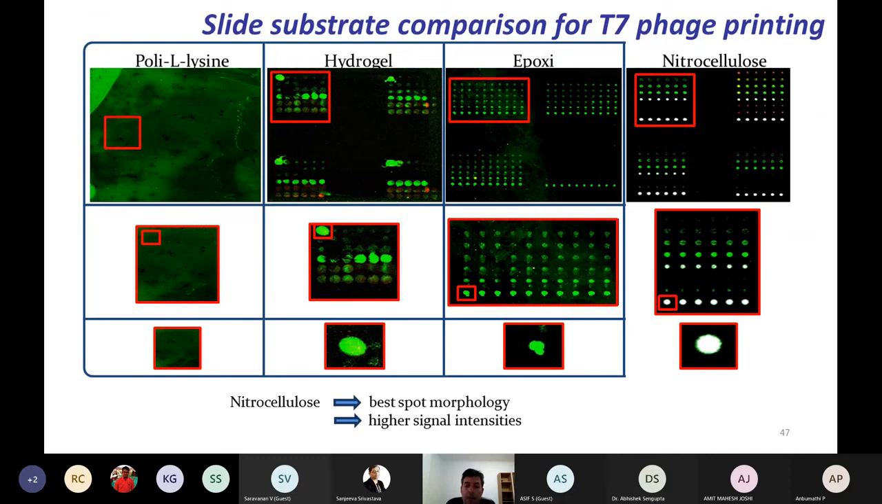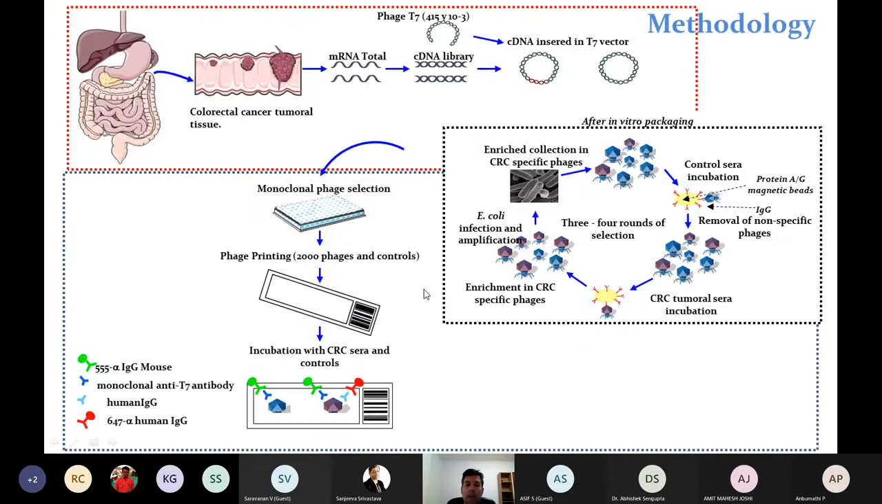Prior to printing the arrays, we have to identify which surface is the best option for printing our custom array. This is the image that I showed you at the beginning of my presentation, and you can see that nitrocellulose was the optimal surface for printing of these phages. Then, after monoclonal phage selections, we printed 2,000 phages and controls, monoclonals, on nitrocellulose protein microarrays to detect the presence of the T7 phages with an antibody against the T7 phage, and the peptides specific of our disease using an anti-human IgG conjugated with Alexa Fluor.